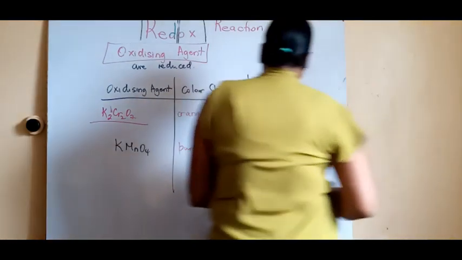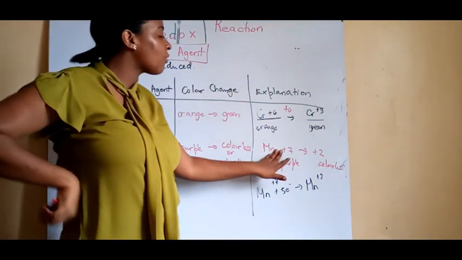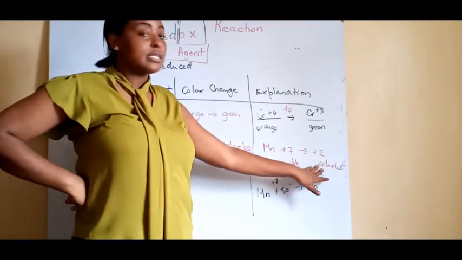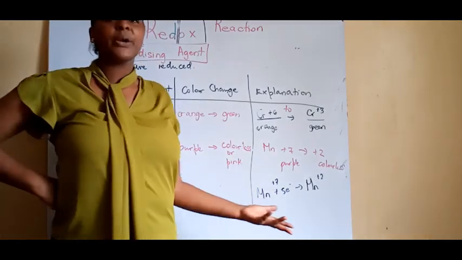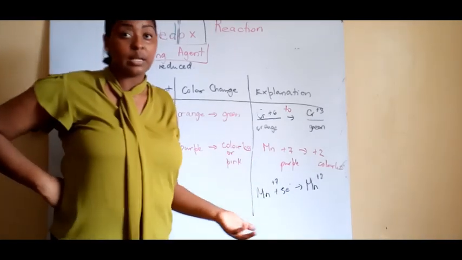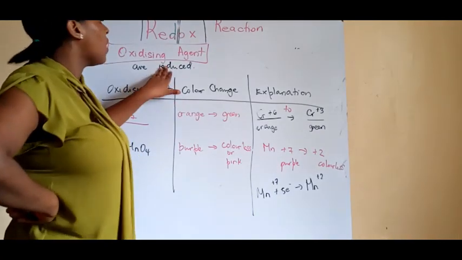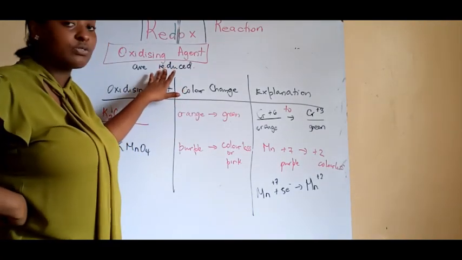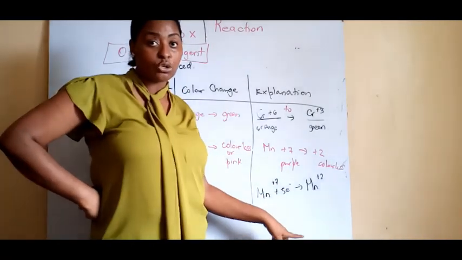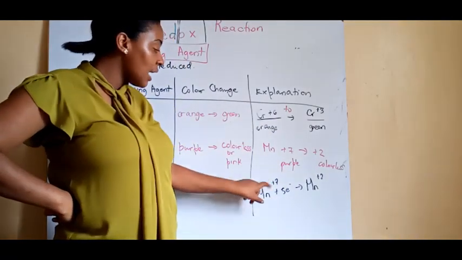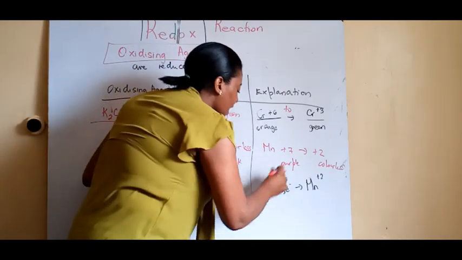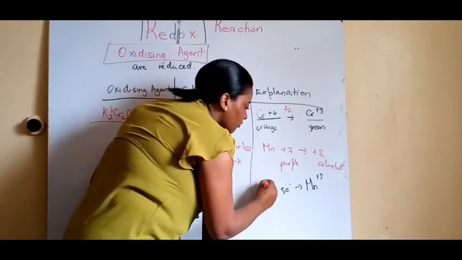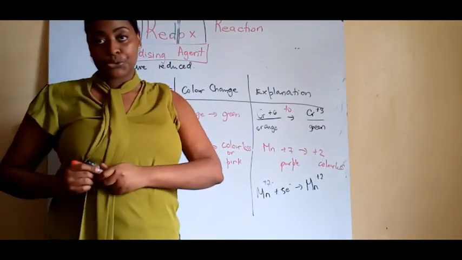So let's go again. When it is purple, manganese is +7. When it is colorless, it's +2. They ask you to write a half equation. Simply, you're going to just indicate how many electrons are lost or gained. And we already know once the substance is reduced, the substance gained electrons. So the half equation is Mn +7 plus 5 electrons gives me Mn2+.